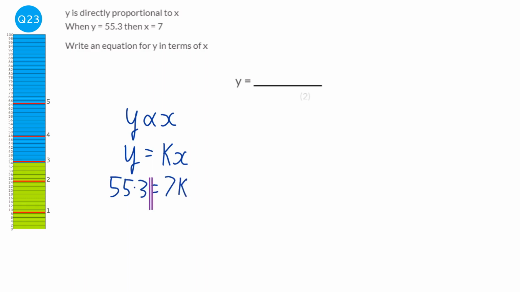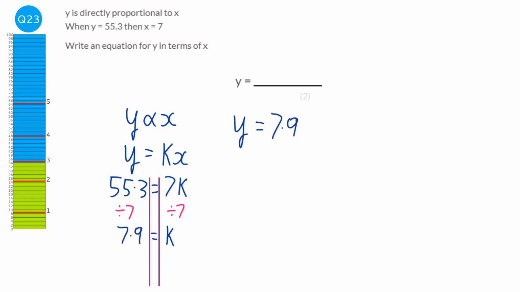And we're just going to put our lines in and solve this. So it's going to be divide by 7 both sides. And 55.3 divided by 7 is 7.9. And that's what k is. So we're going to rewrite this formula here, y equals 7.9x. And that is actually our answer.